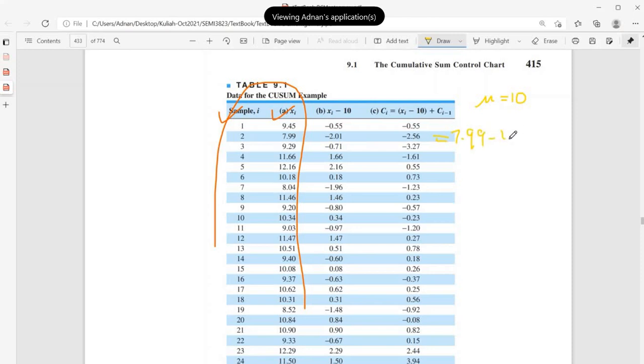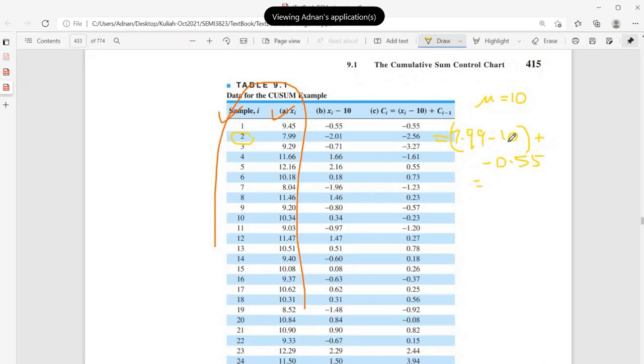Now we have to use the value of C. Now we are at i number 2, so i minus 1 means C number 1. C number 1 was minus 0.55. So this is the value that we get from here.